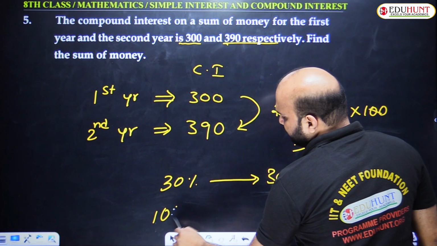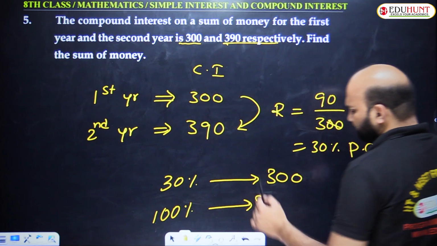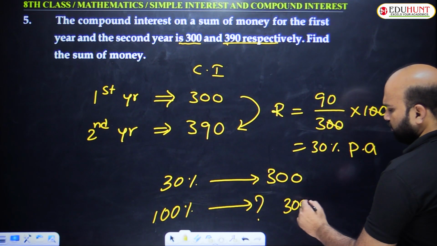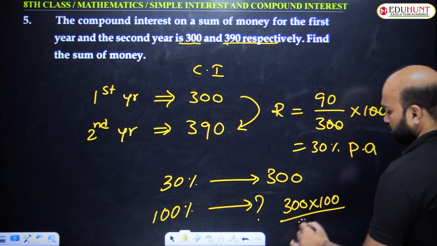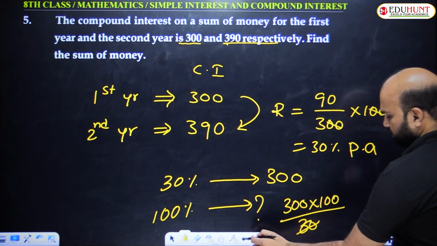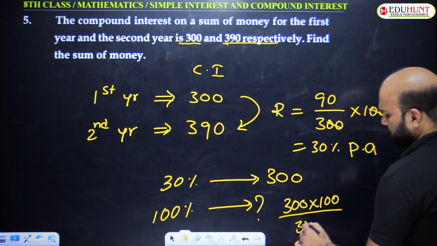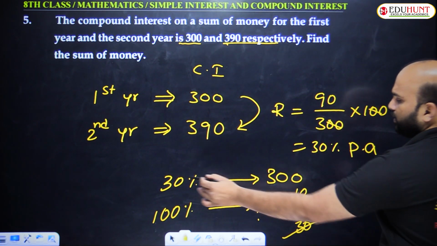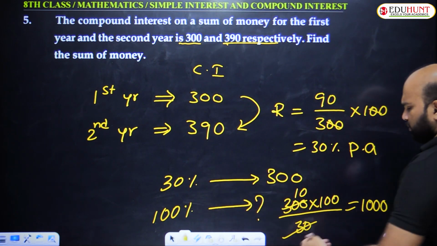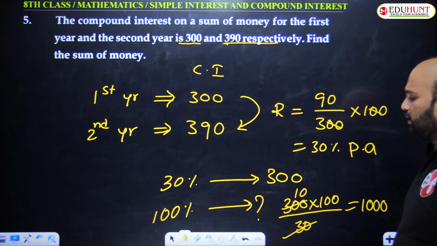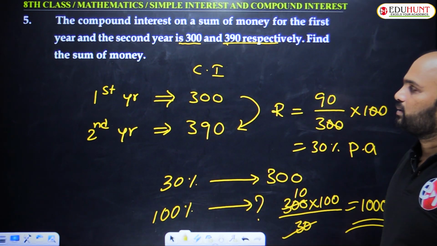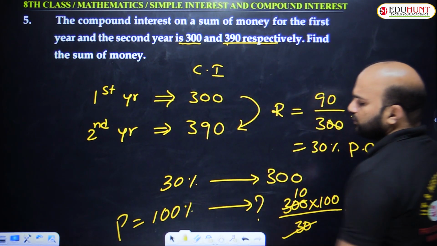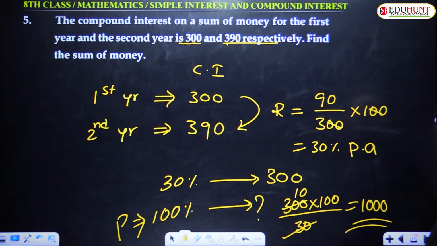So question what I am asking, principal nothing but 100% value. So we should apply cross multiplication. 300 into 100 by 30. 30 tens are 300, 100 into 10. Common term 10, 1% value 10, 100 into 10, 1000. That is a sum of money. 100% here, 100% is called principal money, P value. Am I clear? 1000 rupees.